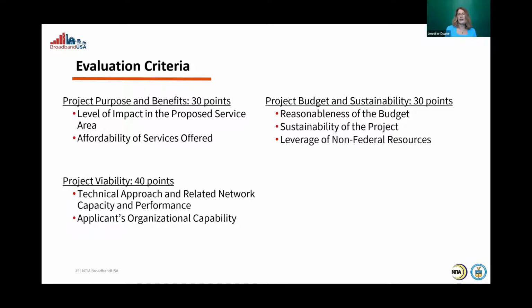And then finally, we'll be looking at the project budget and sustainability, looking at the reasonableness of the budget and the costs associated with that budget, and making sure that costs are properly allocated to perform the tasks that are needed to complete the project. We'll be looking at sustainability of the project, whether there's a plan for the project to be sustainable beyond the award period, and whether it's designed to support evolving and advanced communication capabilities such as 5G or fiber. Finally, we'll be looking at whether the applicant is proposing a non-federal cost share of up to 10%, and the applicant may receive some additional points in consideration if they provide a non-federal cost share of at least 10% of the total eligible project costs.